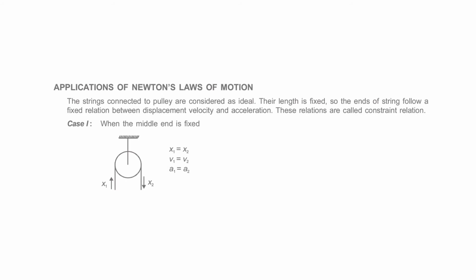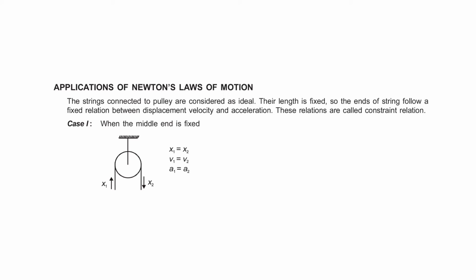Now let us move on to the next heading, Applications of Newton's laws of motion. The strings connected to a pulley are considered as ideal. Their length is fixed, so the ends of the string follow a fixed relation between displacement, velocity and acceleration. These relations are called constraint relations. Now these applications of Newton's laws of motion are explained by three different cases, case 1, 2 and 3.